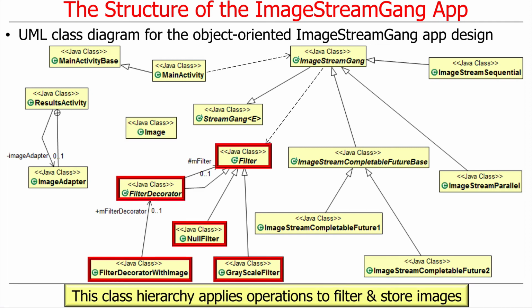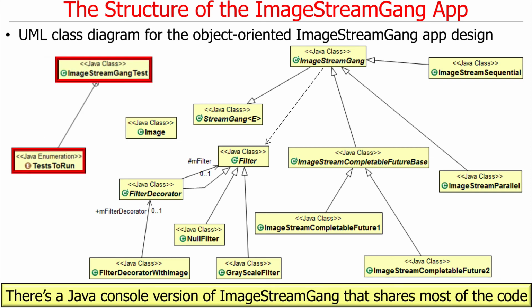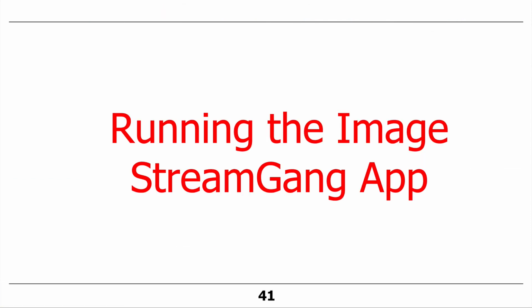And we have a whole class hierarchy that applies various patterns like template method and decorator in order to be able to filter and store the images. I won't talk a lot about this here. You can watch the other video if you want to learn more about this hierarchy. There's also a set of user interface classes for the Android version of the app, and then there's also a console version. And interestingly enough, the console version of the app and the Android version of the app share most of the code. Most of the code is shared in common. All the other stuff that we just talked about, so the concurrency, the filtering, the images, that's all shared. And only the user interface portions actually vary.